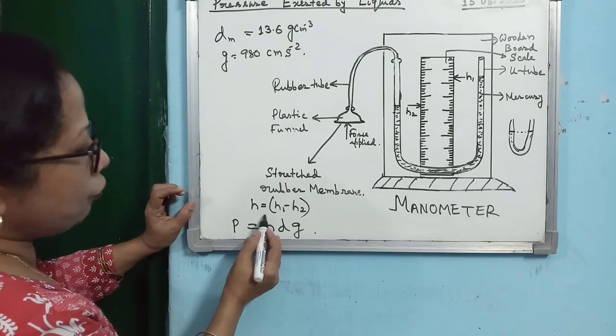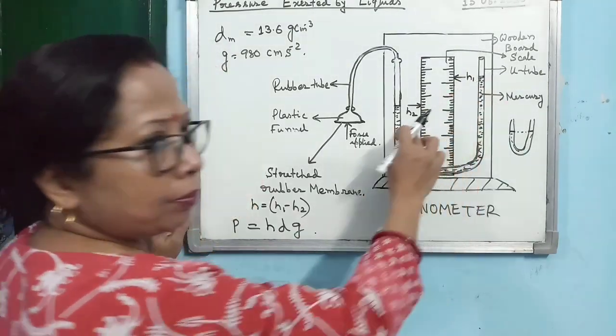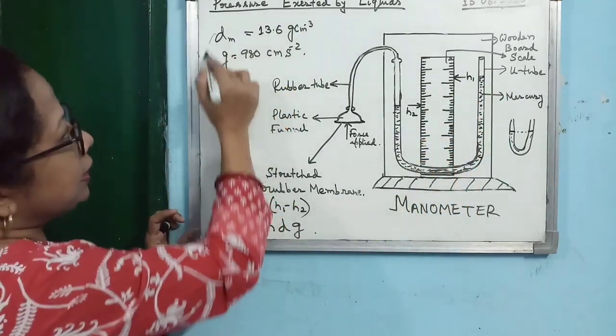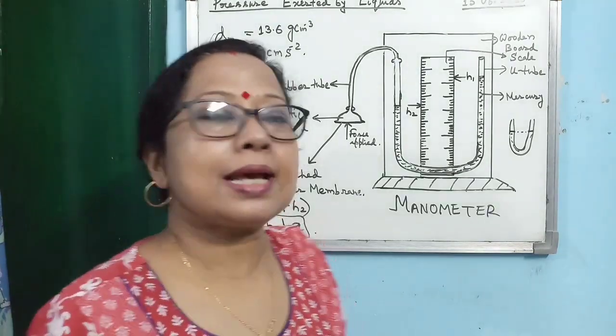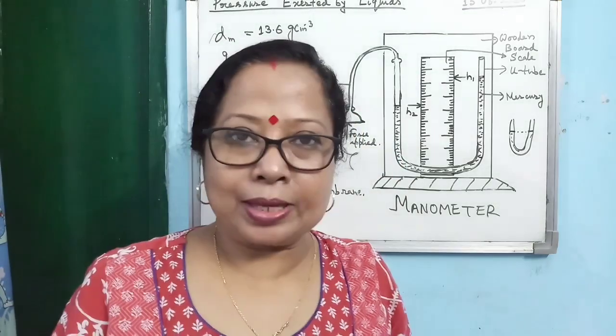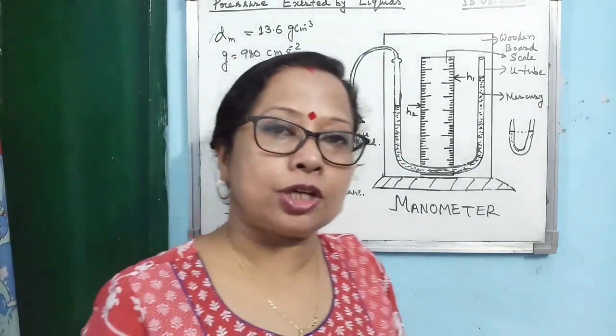So you see, if you can measure h from the manometer, then by putting these values in the formula, you can find out what is the pressure exerted by your finger. Is it not interesting? I hope you are enjoying it.